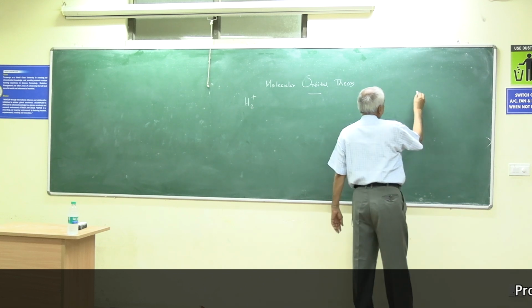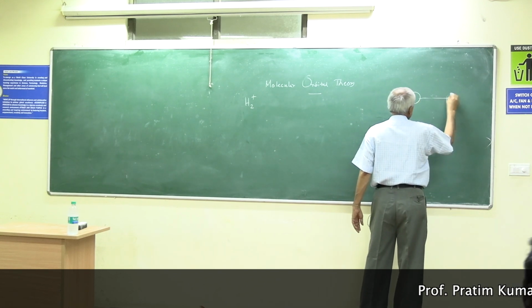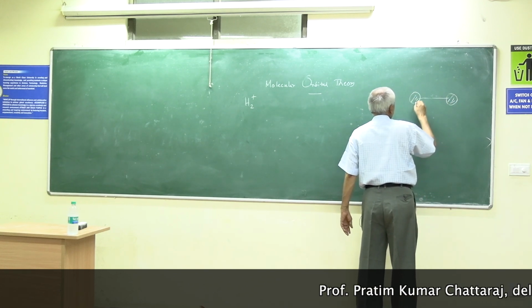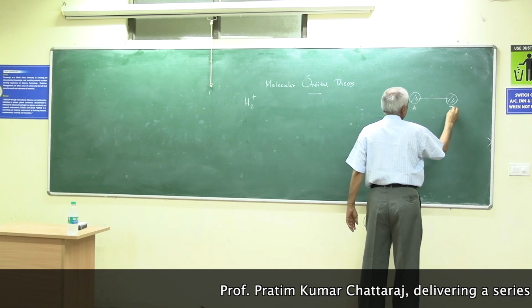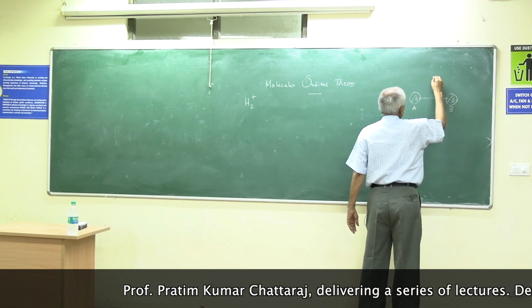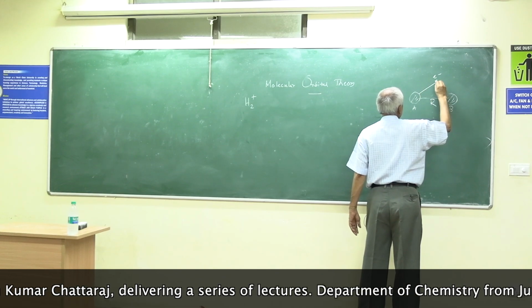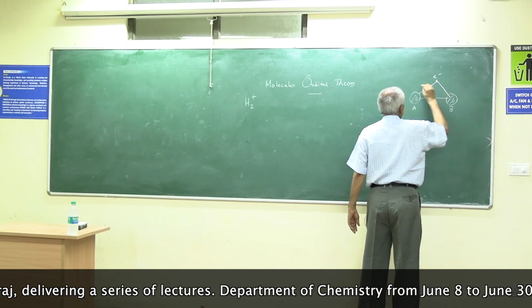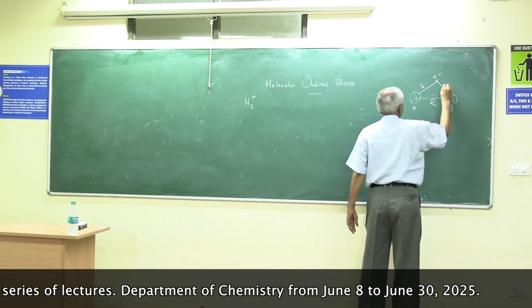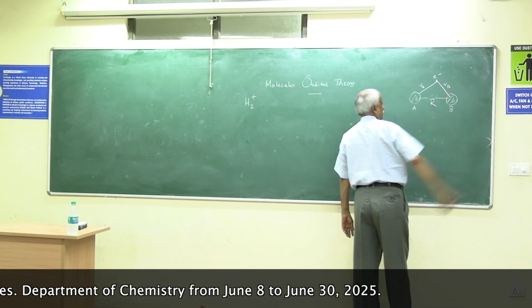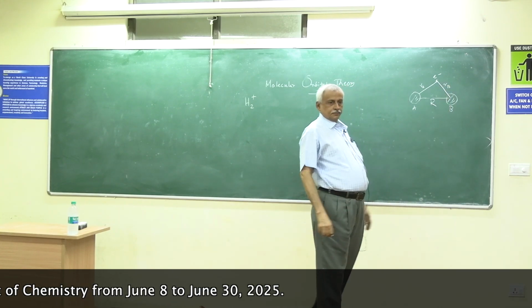So you have, let's say, 2 hydrogen nuclei, 2 protons and 1 electron. If I call R the distance, and here you have, say, RA, this is the distance, we will call RB.